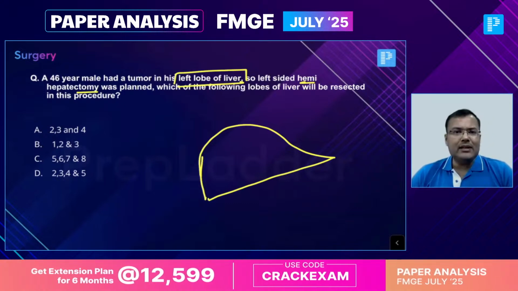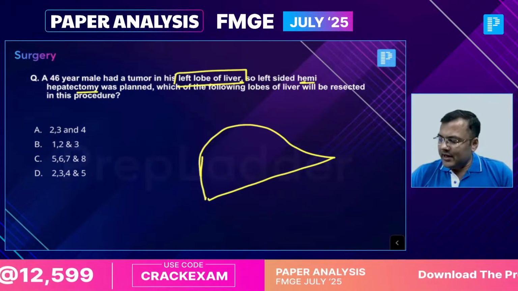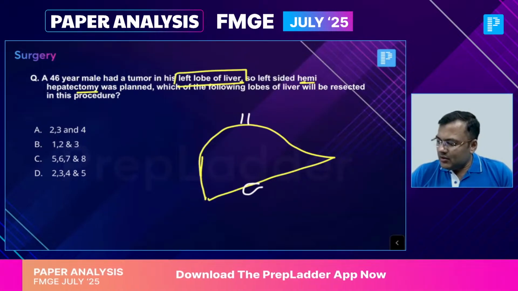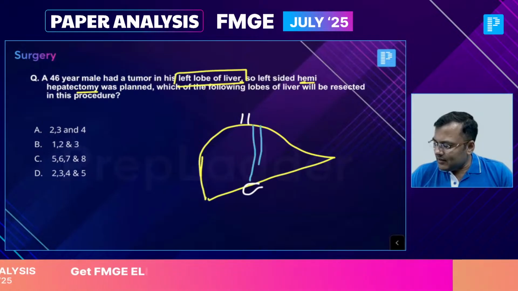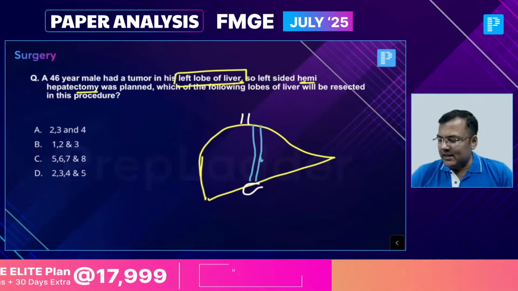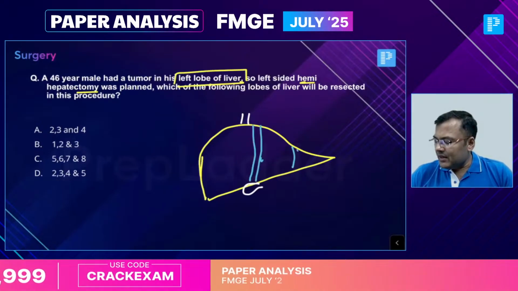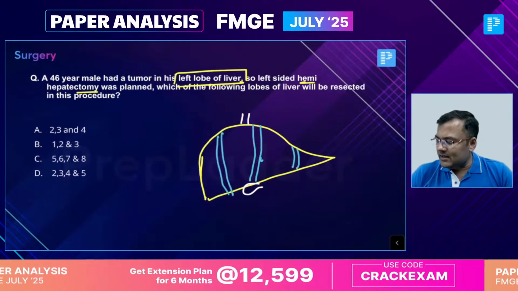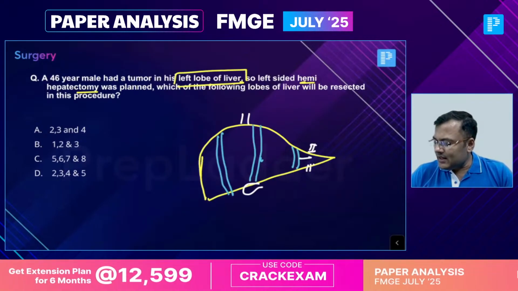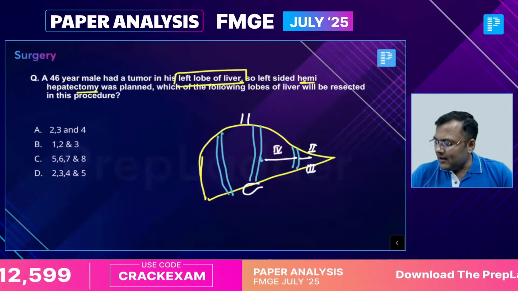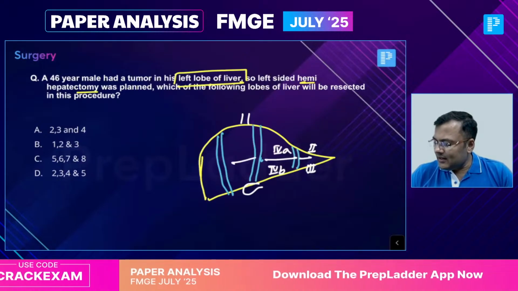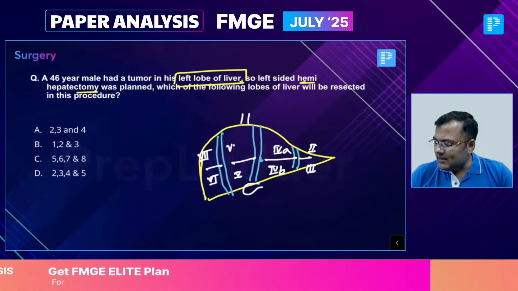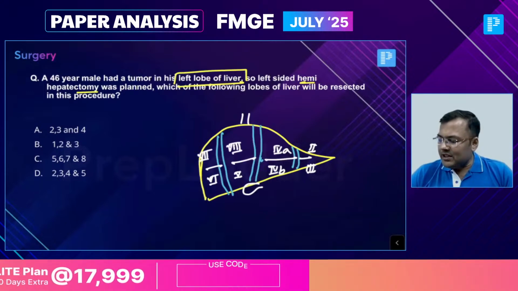Here, you know the segmental distribution. Here you can notice that this is the IVC. This is the gallbladder fossa. You can see here there is the main portal fissure. This is the left portal fissure. This is the right portal fissure. You can see the segments. This is segment 2. This is segment 3. You have 4A. This is 4B. This is segment 5. This is segment 6. This is 7. And this is 8. So guys, all of you know, what are we removing in this?